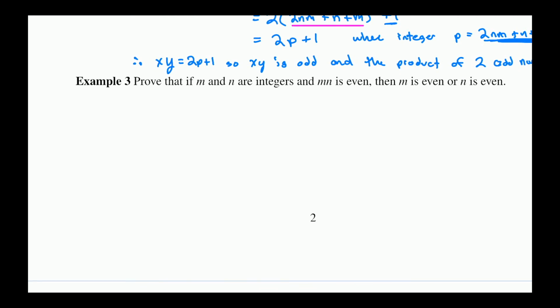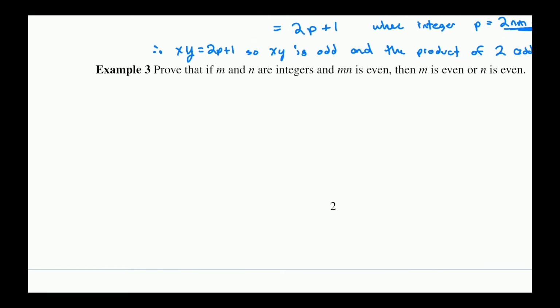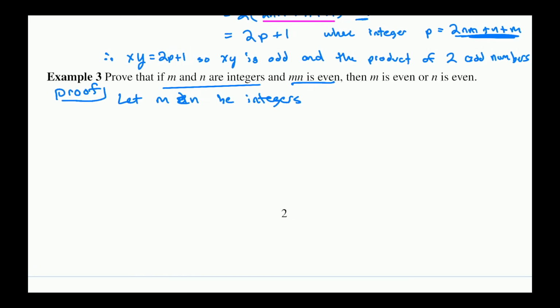Okay, so here's our bad proof. So, heads up, this is not going to work. Proof. M and N are integers. Okay, and MN is even. So you say, let M and N be integers. You just say what it says. Let M and N be integers and MN be even. So we can say, let M and N be integers and MN be even. Okay, so we're just assuming that that happened.